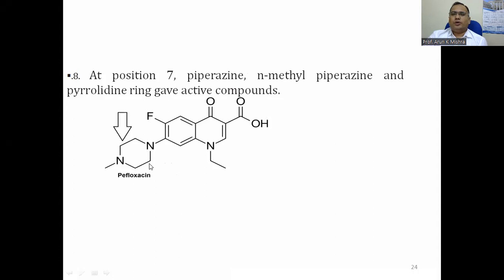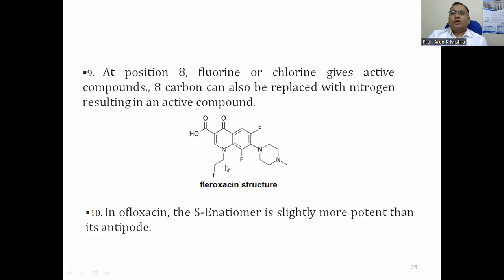Now coming to the next point, in position number 7, a piperazine moiety or N-methyl piperazine moiety and a pyrrolidine ring generally give some active compound. The screen is showing the structure of pefloxacin. Now coming to position number 8, at the 8th position, a fluorine or chlorine compound gives an active compound.